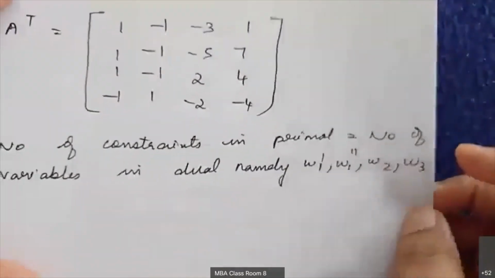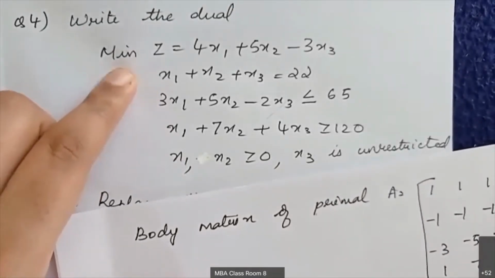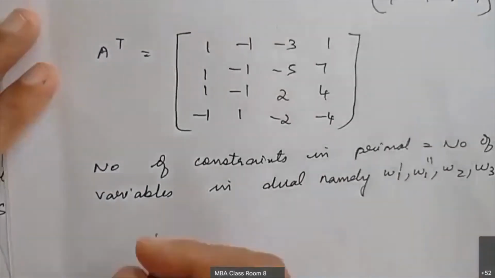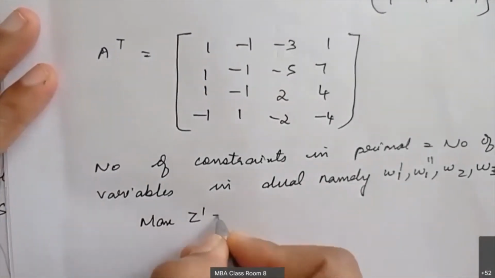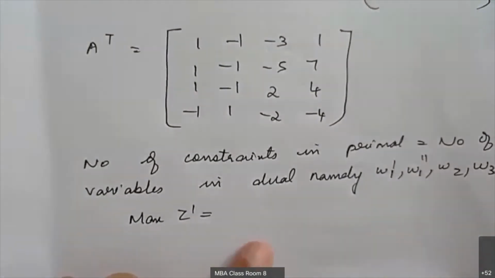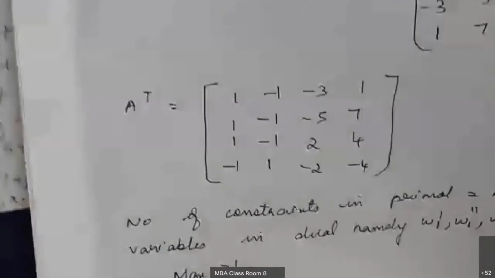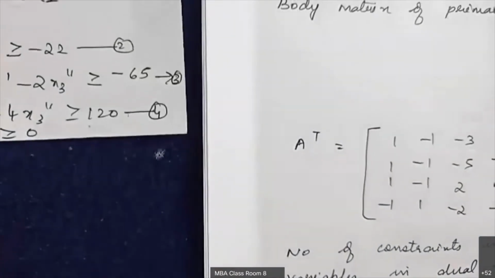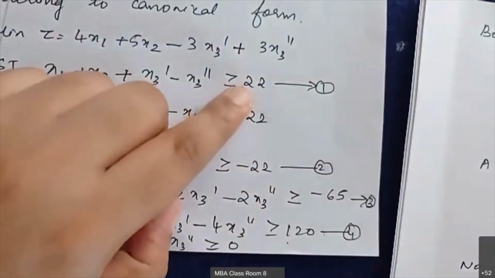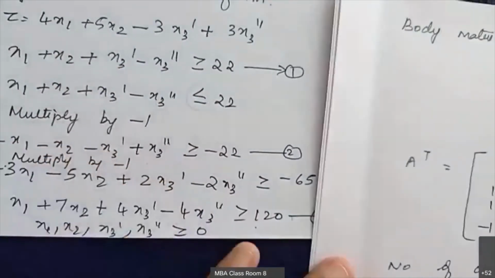Now you write the objective function. Our main question was minimization Z, so in our dual it will be maximization Z dash. The coefficients of the objective function will be the right hand side of the constraints of the primal. Here we have 4 constraints. What are the right hand sides? 22, minus 22, minus 65, and 120.